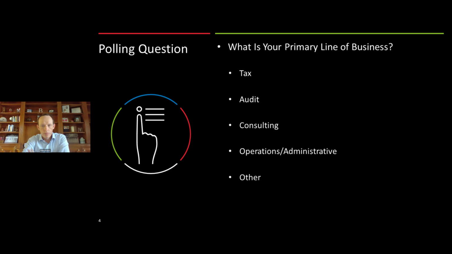So I'd say just about 5 more seconds. Let's do 5, 4, 3, 2, 1. And then let's see what our answers look like, which looks like just over 75% of our audience is reporting that their primary line of business is tax.